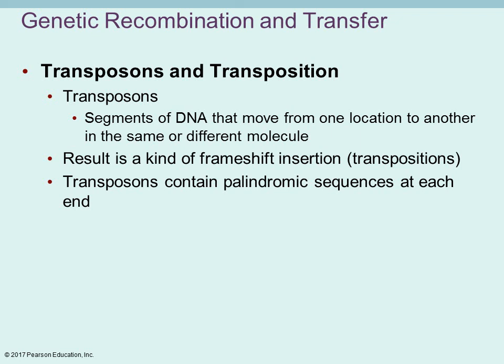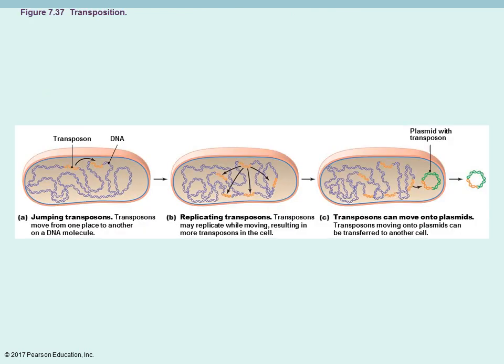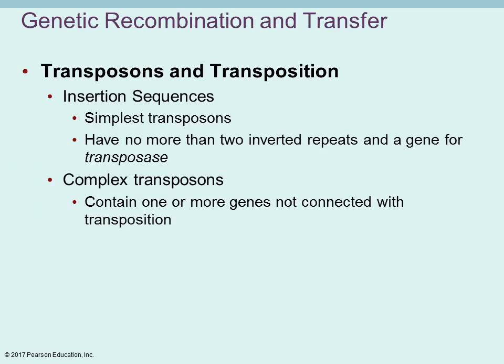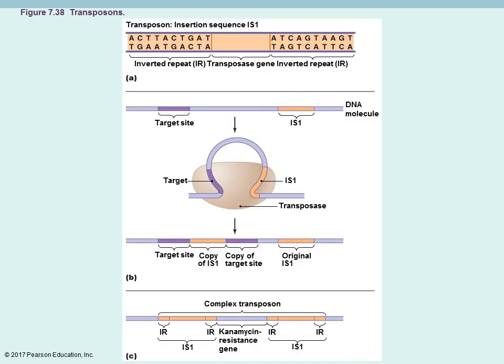Transposons are simply little segments of DNA that can move from one location to another, either on the same molecule or different molecules. They can basically flip, and this is just showing that the transposons can move from one area of the DNA to another. They can replicate, and then they can move into plasmids as well. Insertion sequences are the simplest of the transposons, but some of them become more complex. So it's just showing how they can flip.